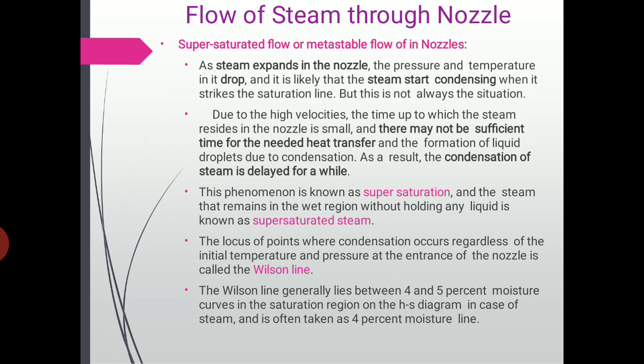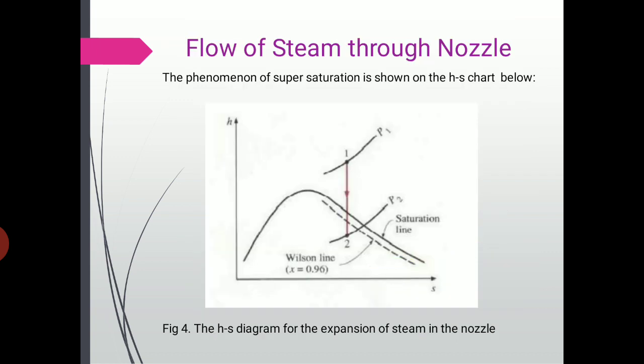There may not be sufficient time for the needed heat transfer. So formation of liquid due to condensation is delayed, and as a result condensation of steam is delayed for a while. This phenomenon is known as supersaturation, and the steam that remains in the wet region without holding any liquid is known as supersaturated steam. Got it? The steam below the saturation line, the dotted line, is called supersaturated steam.